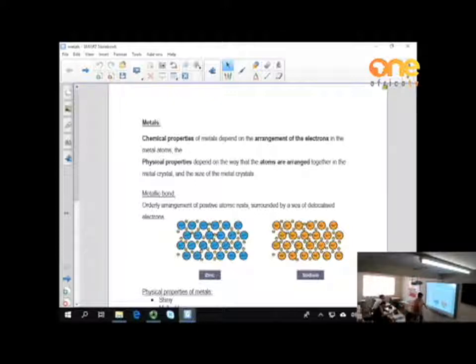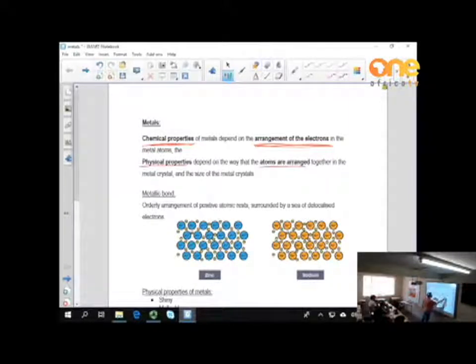Now, we are starting out very simply. The chemical properties of metals depend on the arrangement of electrons in the metal atoms. It's basically got to do with how it is bonded. All right. Remember, chemical properties involve making and breaking of chemical bonds. So chemical properties would be properties the substance has due to the bonding between the particles. Now, the physical properties depend simply on how the atoms are arranged together in the metal crystal.